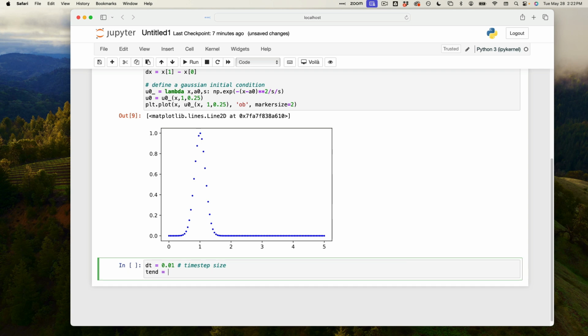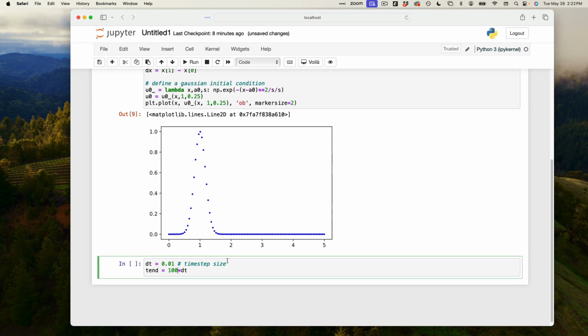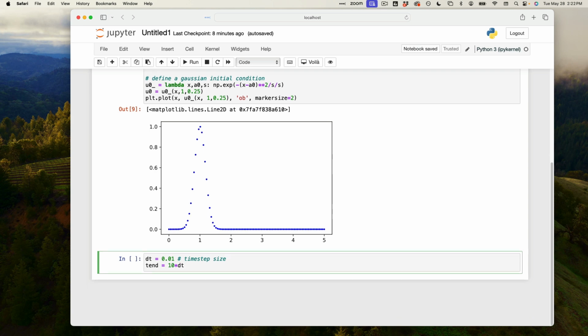And then t end, I want to take, say, 100 time steps. So notice last time we said, oh, t end is 1 second or 2 seconds, right? I'm just going to do 100 time steps now just to see what happens, okay? Maybe we do 10 time steps. Do 100 time steps, all right?